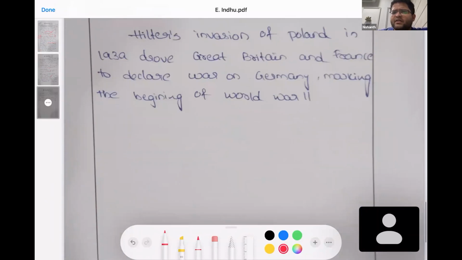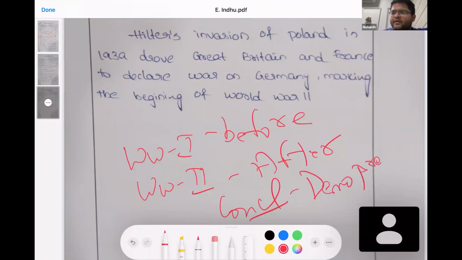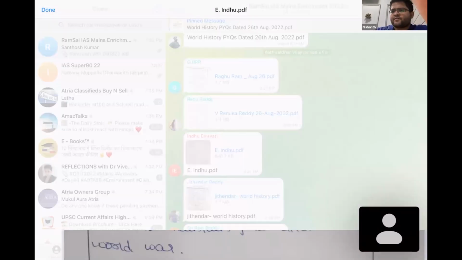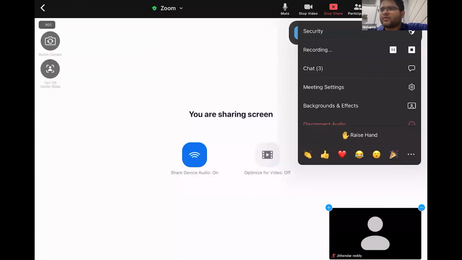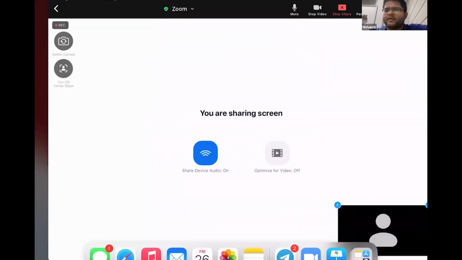You can write dimensions before the World War, because it's a 250 word answer, please remember. And then before World War I, after World War II, and a conclusion saying that democracy still prevailed. Clear? Hindu, is it clear, ma? Okay, fine.